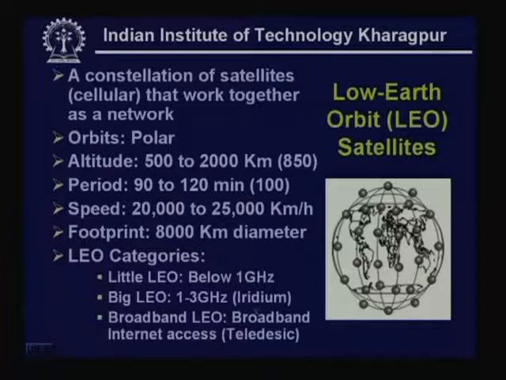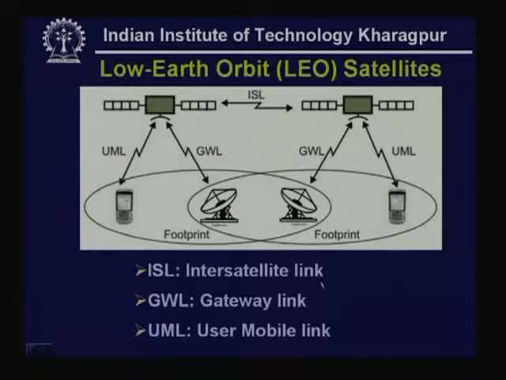One notable example is Iridium, we shall discuss about it. And the third category of LEO satellites is used for broadband internet access, and one notable example is Teledesic. I shall discuss more about these two systems, Iridium systems and Teledesic systems. Let us first consider how they communicate.